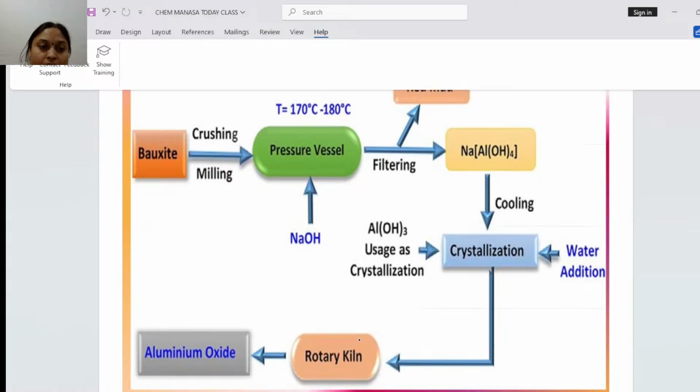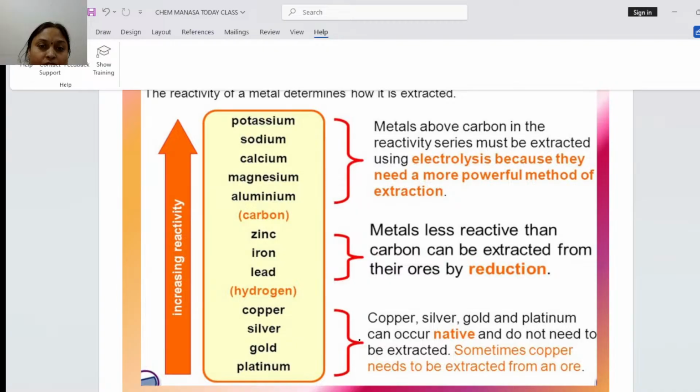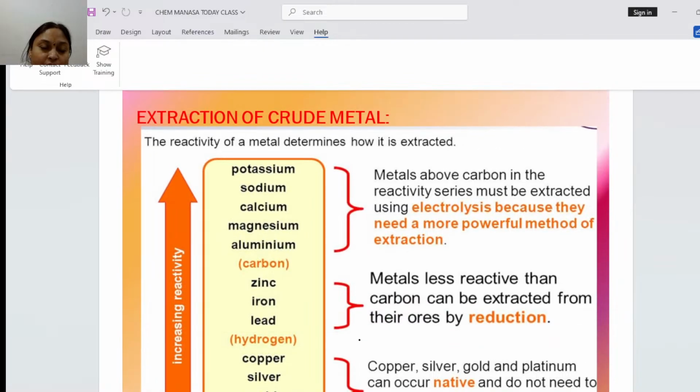Okay. So next we will go for the next one, extraction of the crude metals. When it comes to the reactivity series, we have to go for the procedures accordingly. Potassium, sodium, calcium, magnesium, aluminum, these are the highly reactive metals. That's why preferably we will go for the electrolysis procedure. So here the procedure used is electrolysis, or else we can say electrolytic reduction process.